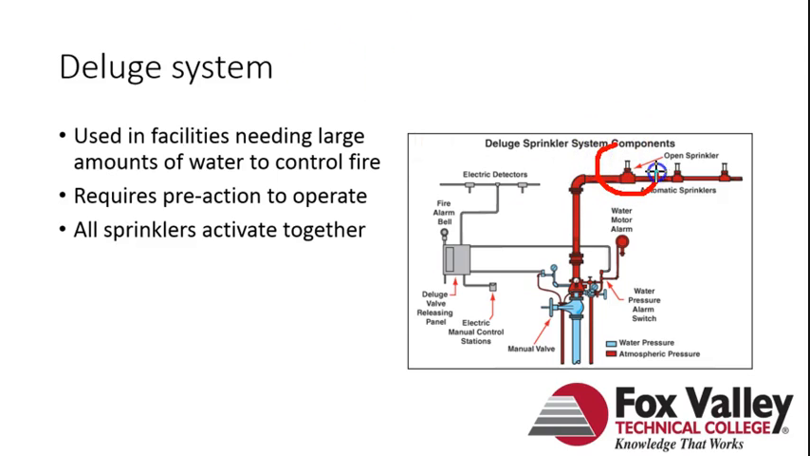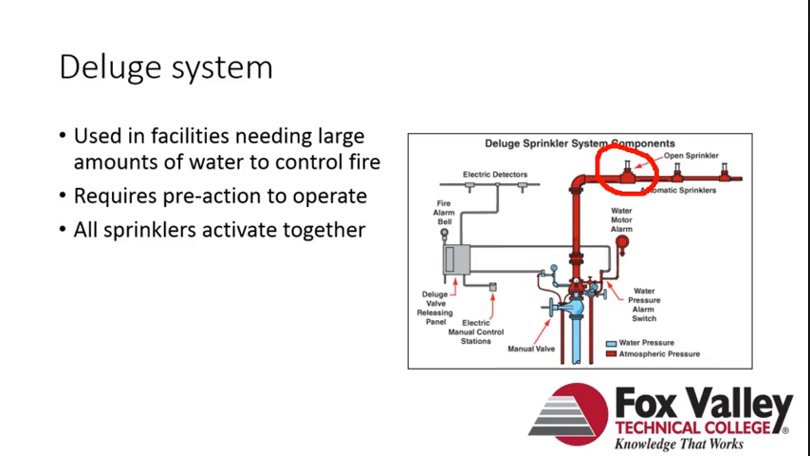are the sprinkler heads. In this case, these are open. This is not a situation where you have to wait for that fusible link to melt. Water is automatically going to start flowing from there. This is the type of system where you're going to see water come out of everything all at one time. This is for facilities that need a large amount of water to control a fire.